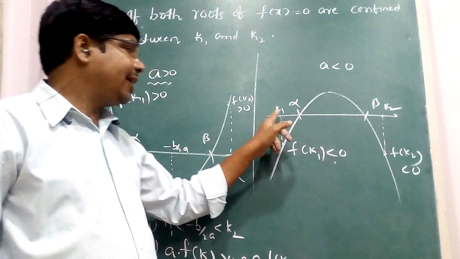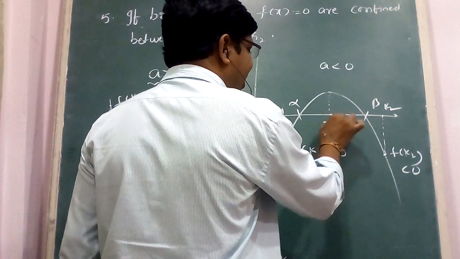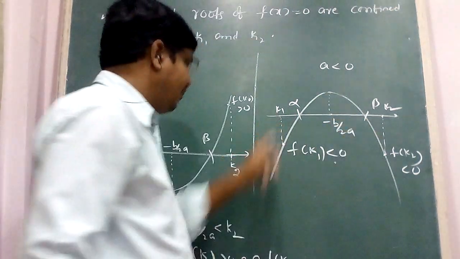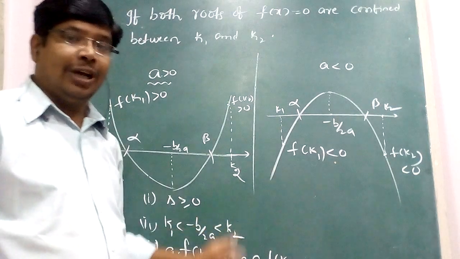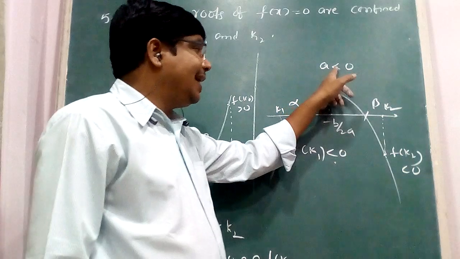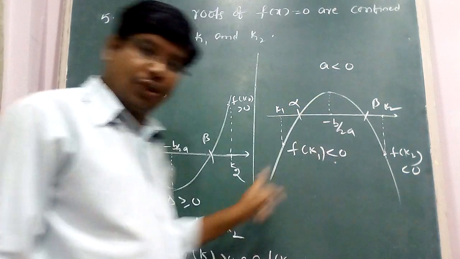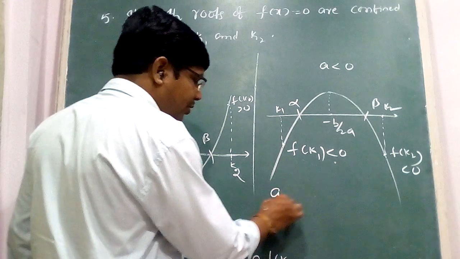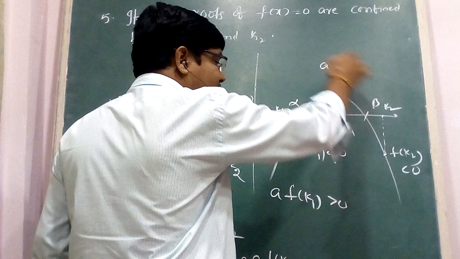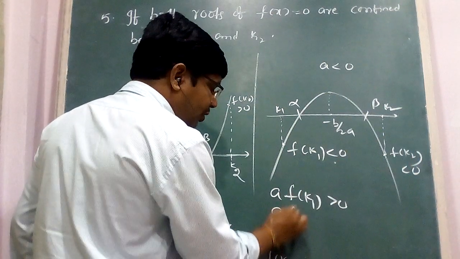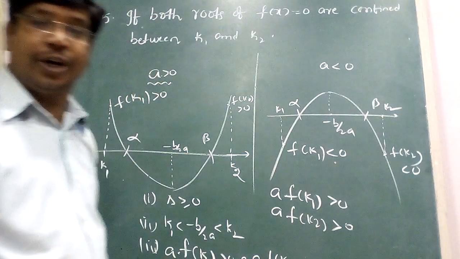Now here k1 and k2 lie on one side, and the maximum value is at the point minus b by 2a. K1 less than minus b by 2a less than k2. Next one is a less than 0 and f of k1 also less than 0. Negative into negative is positive, so a into f of k1 is positive. Here also a is less than 0, f of k2 also less than 0, so a into f of k2 is greater than 0. Negative into negative is positive.